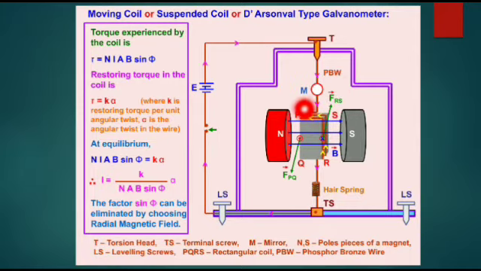See this, when the current flows to this coil, the sides PS and QR are parallel to the magnetic field, so no force is experienced on these sides. But if you consider PQ and RS, some force will be experienced. That force is in the perpendicular direction, that is F_PQ and F_RS. So these sides experience force, and due to this force, torque is produced.